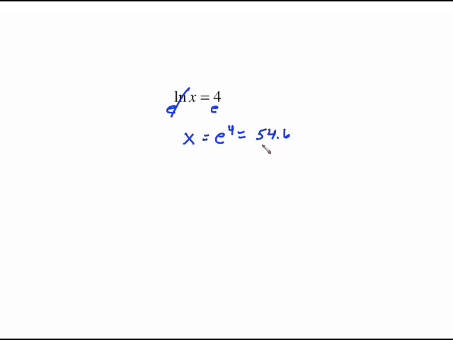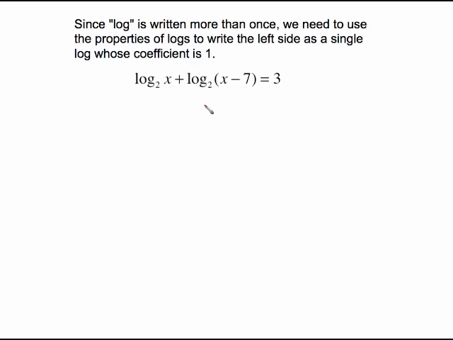And this is very easy to check because you can now go back to your calculator and just type in ln 54.6, and it's not going to say exactly 4 because we've rounded this off, but it will be very close.